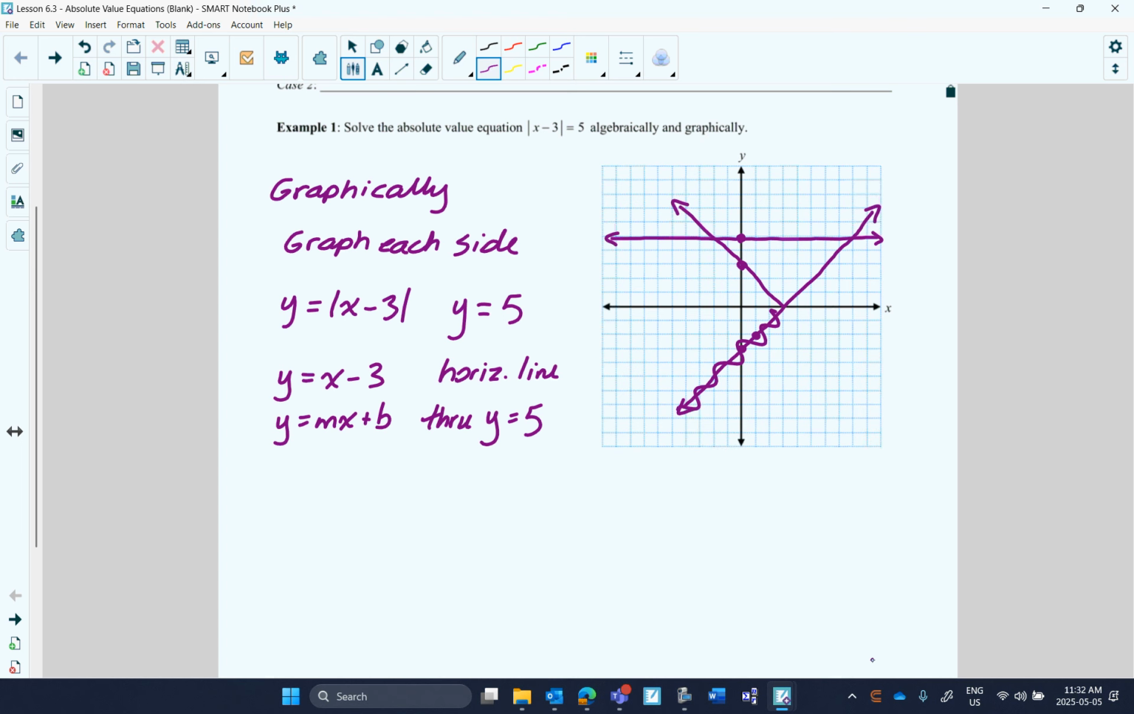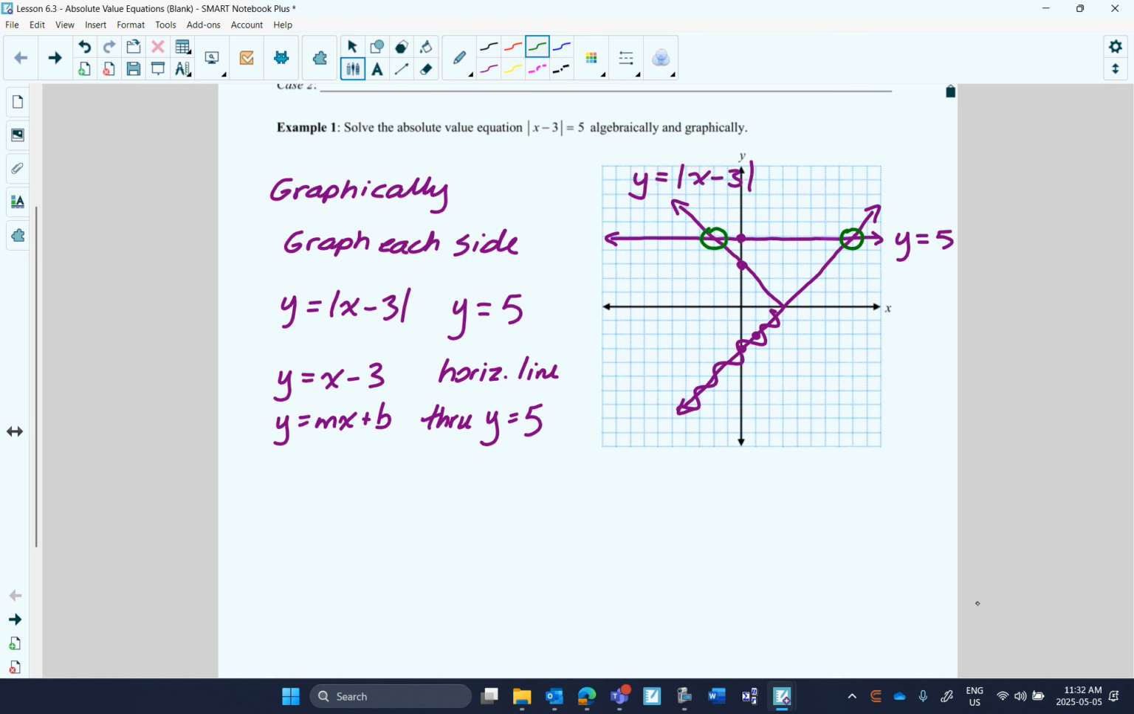Okay, so we've graphed each side. y equals 5 and y equals the absolute value of x minus 3. Now what? I'm ready to find my solutions. How do I find them? Where did they come together? Just that. Yep.